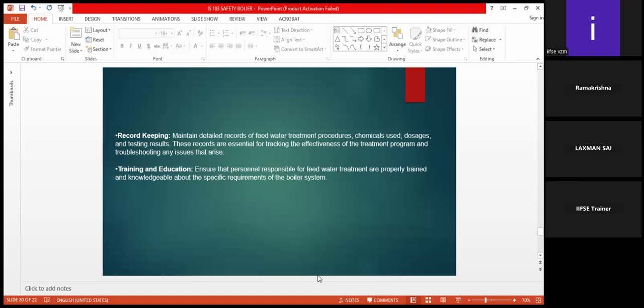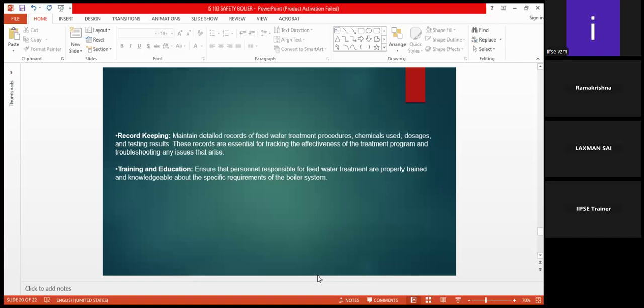Again, maintain detailed records of the feed water treatment procedures, chemicals used, dosages, and testing results. These records are essential for tracking the effectiveness of the treatment program, and also for troubleshooting any issues that arise. This is also very important.